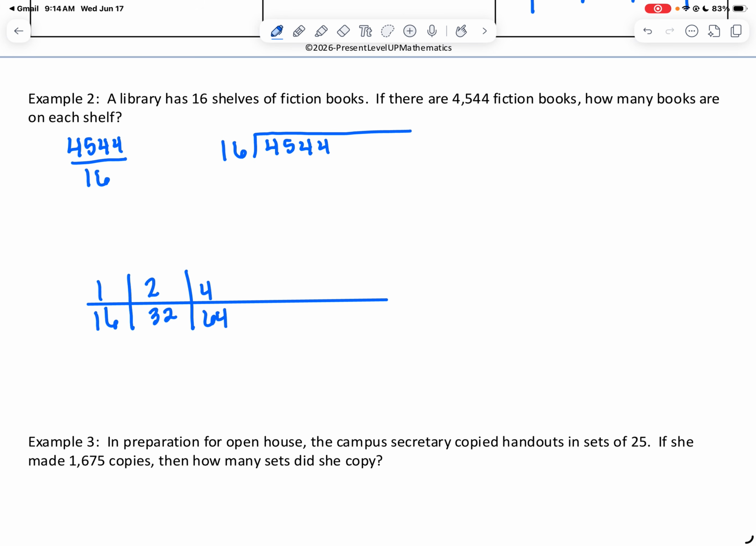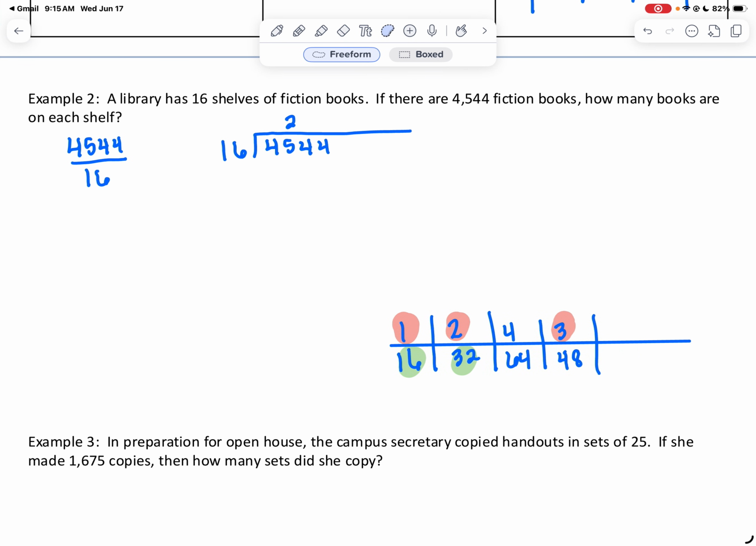I wonder if it would go in 3 times. So if I use this 1 and the 2 to get 3, then I could use the 16 plus 32, and that would give me 48. So 48 is actually too big. So I'm going to say that 16 will go into 45 only 2 times. All right. Let me move this ratio table off to the side here.